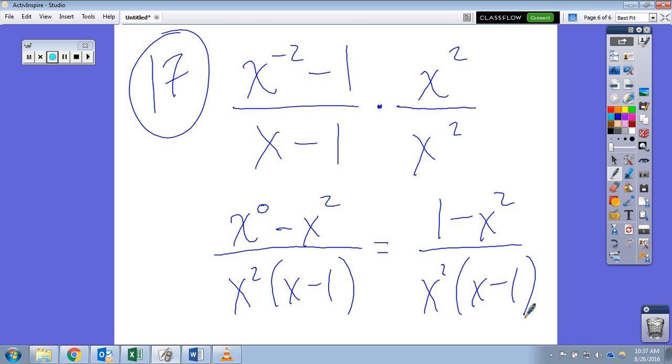Do you guys recognize anything that might go away? Something might happen. So this is a difference of squares.